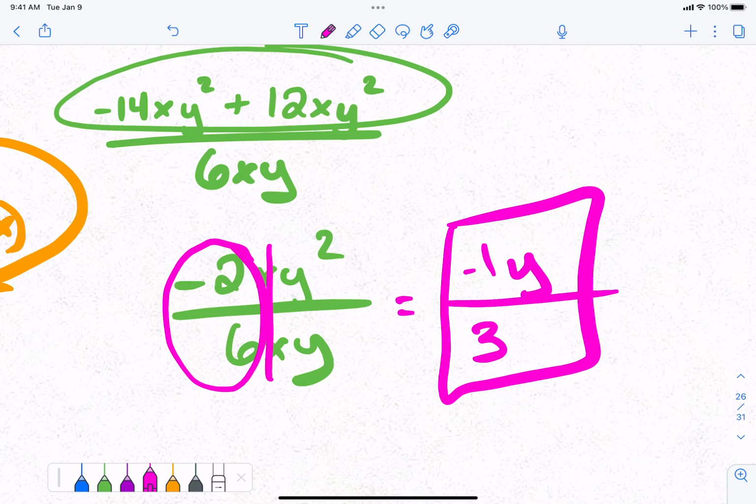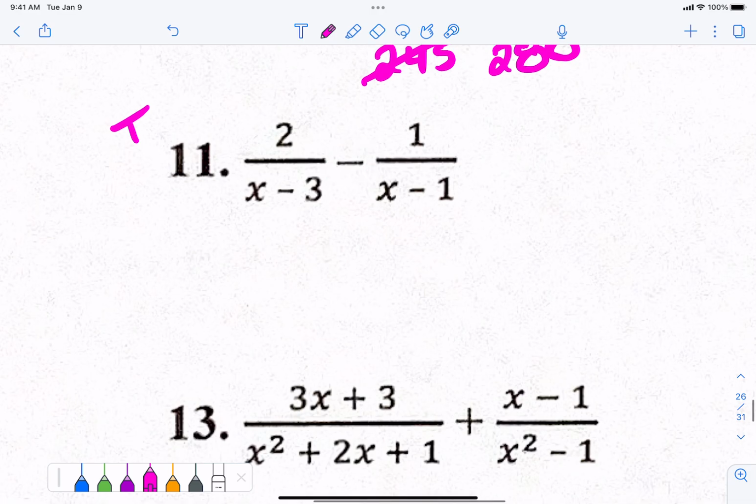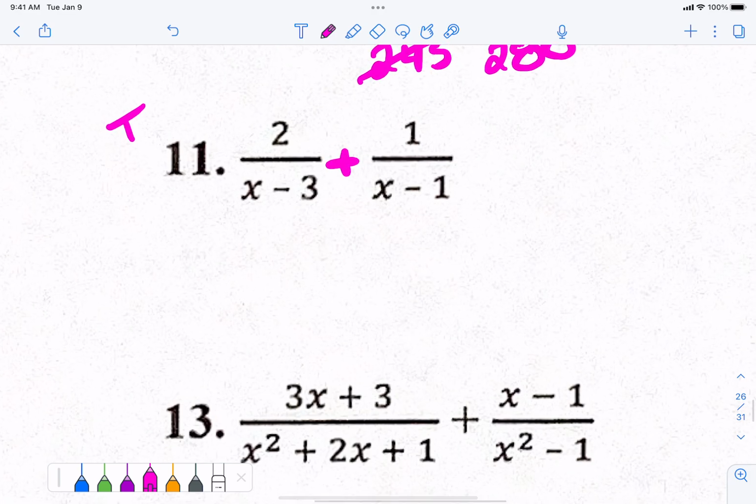All right, one more and then we'll stop. Number 11. We are subtracting. Are these trapped or not trapped? These are trapped, like our bottoms are trapped. Do you remember the strategy when you're subtracting? Plus, and make the 1 negative, so we don't forget that the negative goes with the 1.